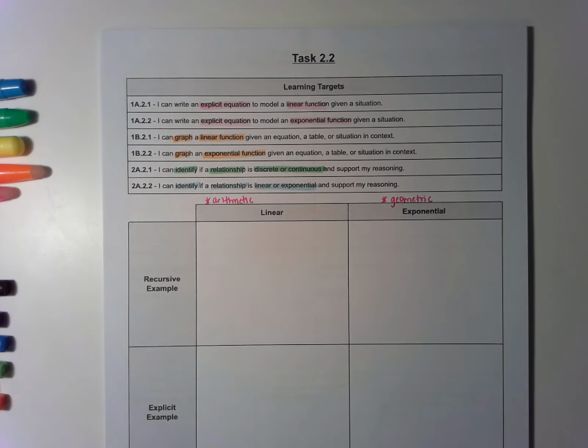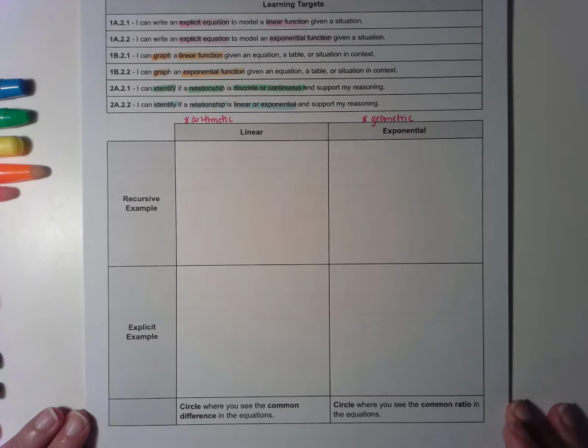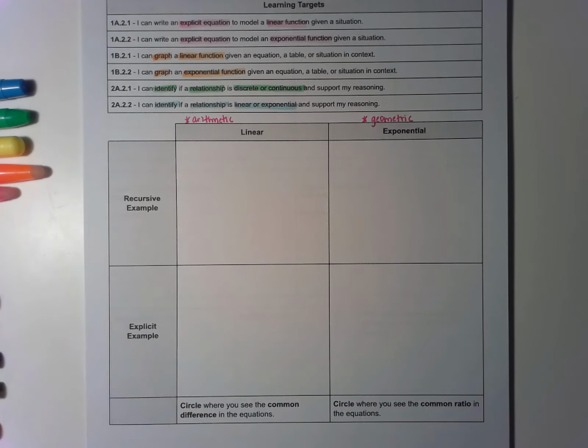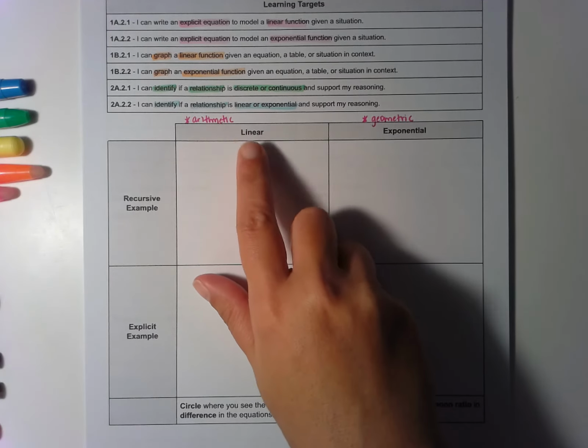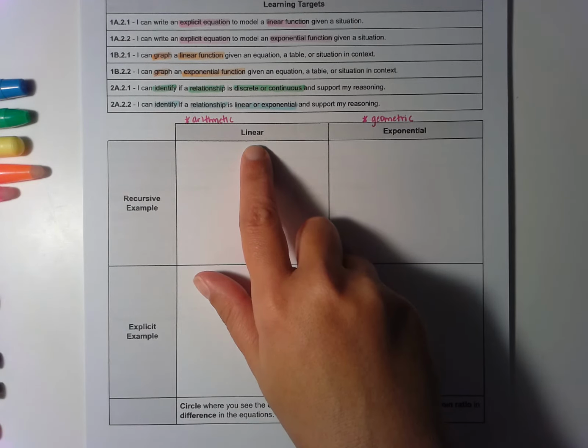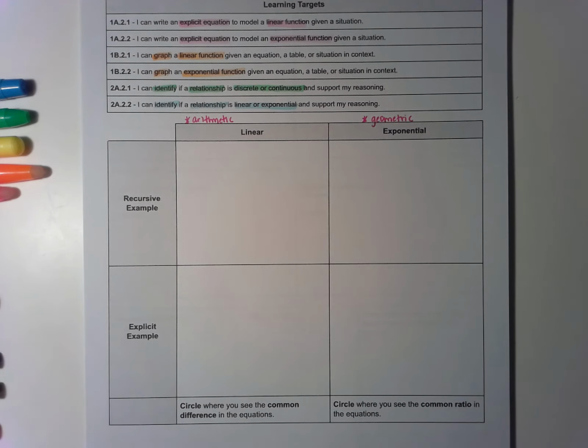What I'd like to do before we go through some practice problems today is review what recursive and explicit equations look like for these types of sequences. And the reason we're going to review this is that if we have a recursive equation for an arithmetic sequence, that's also going to be a linear function. So we're going to connect what we did in Module 1 with recursive and explicit equations to what we're learning in Module 2, where we're now just calling them linear and exponential functions.